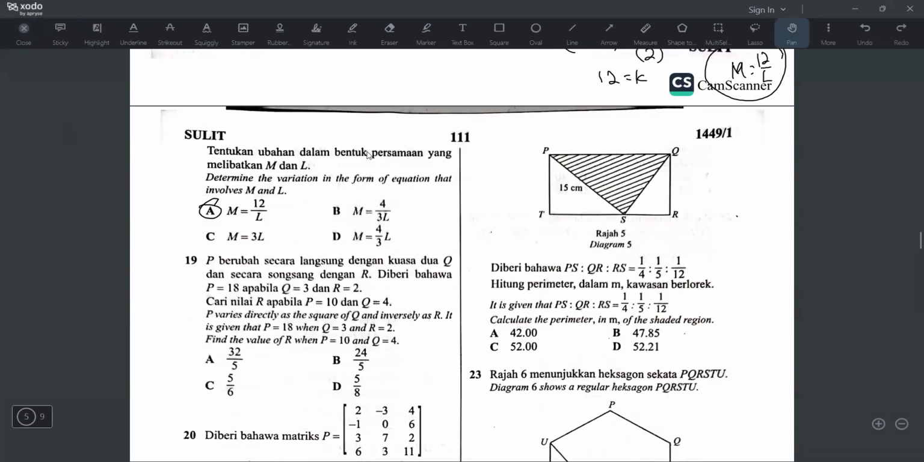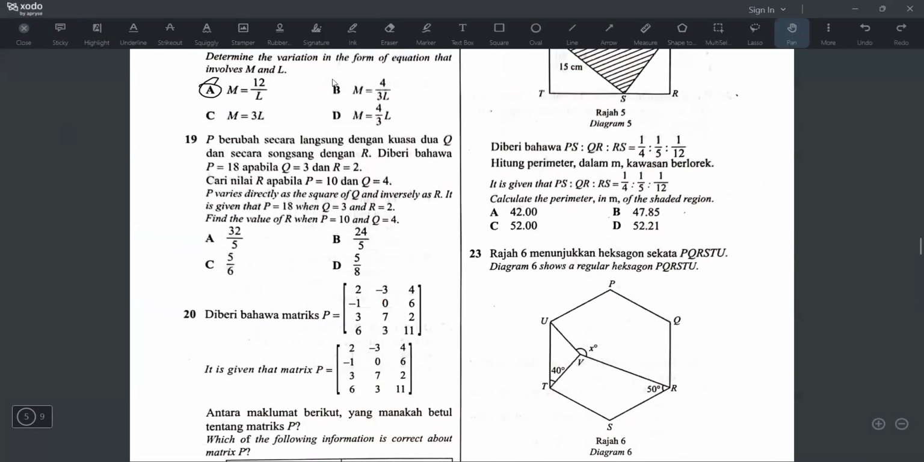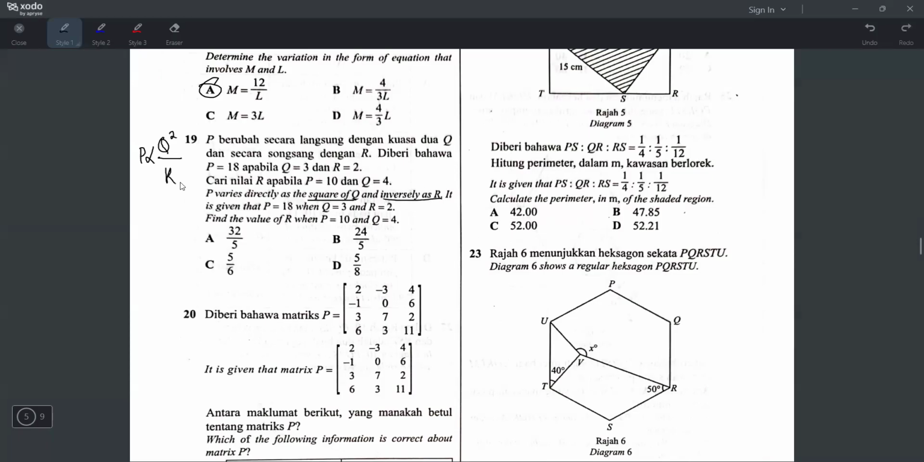Okay, so that's all. Okay, number 19. Let's read the question. P varies directly as the square of Q and inversely as R. So this is also the same chapter as the last question, from Form 5 Chapter 1, variation. So they have given the variation here. P varies directly means write on top. So square of Q, so Q square write on top. And inversely as R. Inverse means write at the bottom. So over R like this. And then they give P 18, Q 3, R 2.